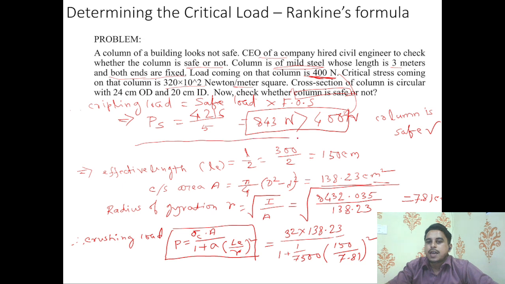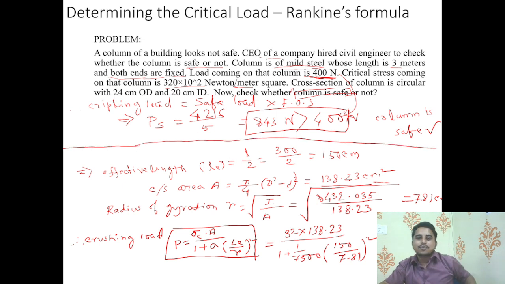So this is the end of the first numerical question. It is a very interesting question actually. In this manner, we will design a column in the next class. So see you in the next class. Thank you so much.